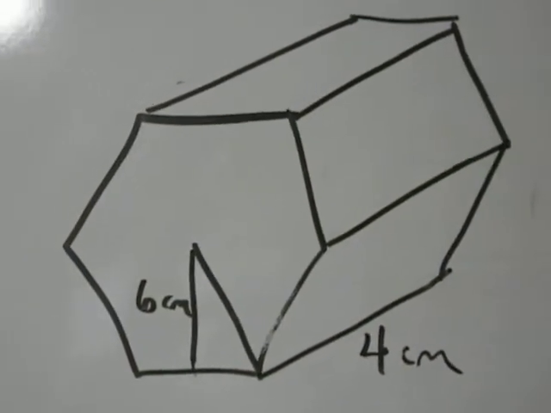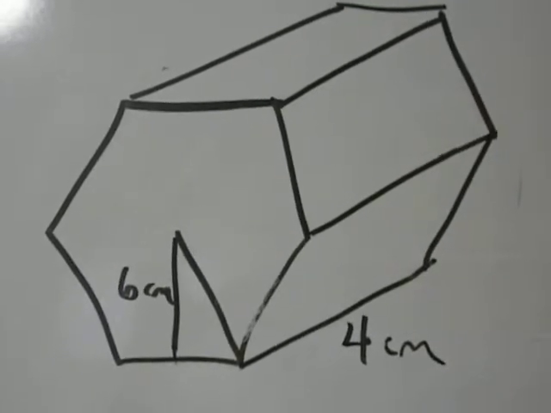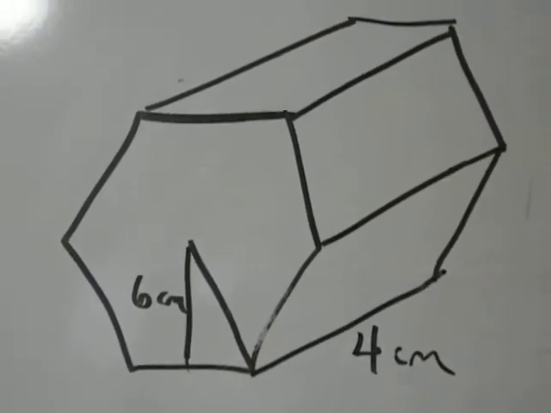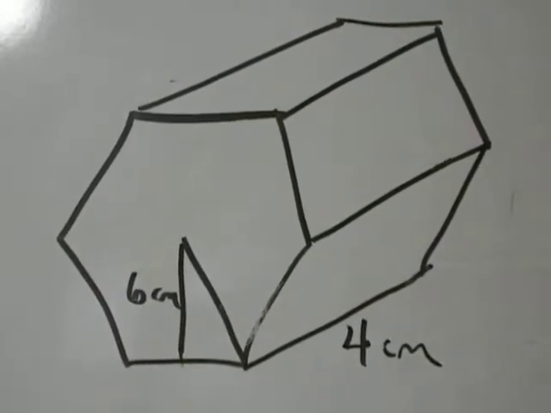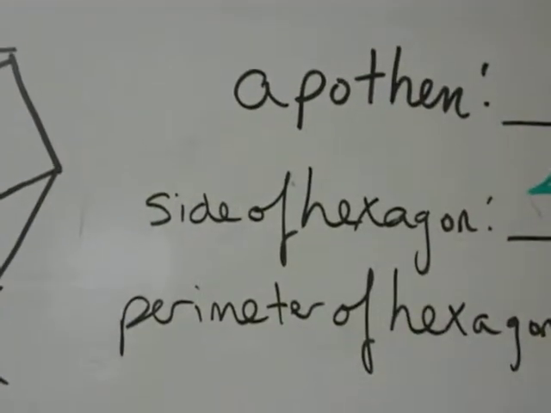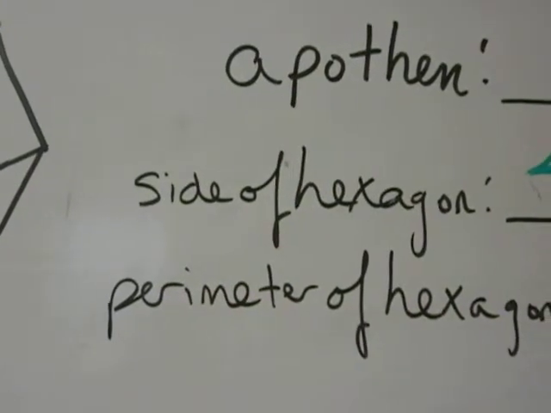Let's find the lateral area and surface area of this hexagonal prism. Remember, we're assuming that the hexagon is a regular hexagon. What are the key pieces that we need to know in order to find the lateral area and the surface area? I'm going to have to know the length of the apothem, the length of a side of the hexagon, and the entire perimeter of the hexagon.